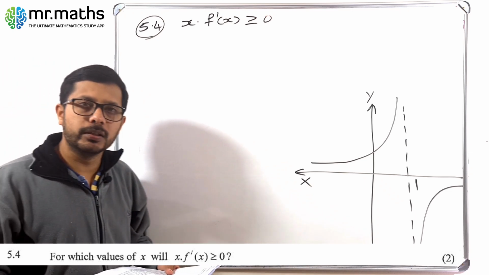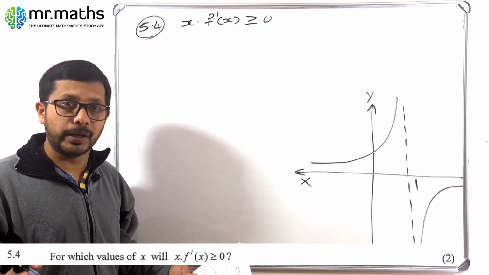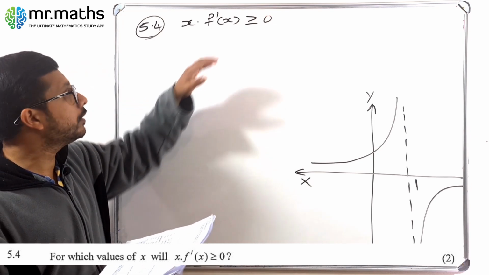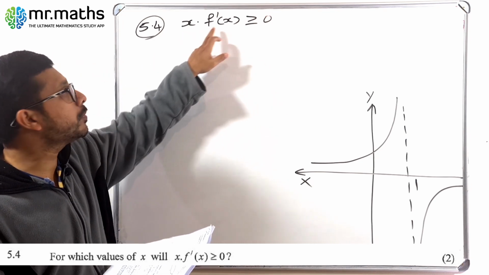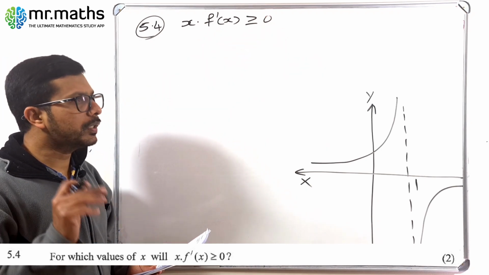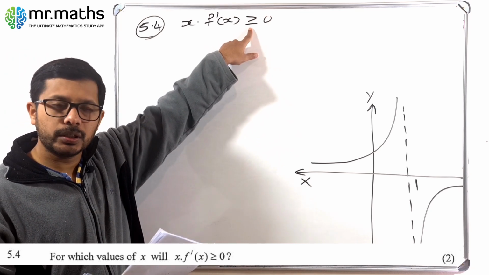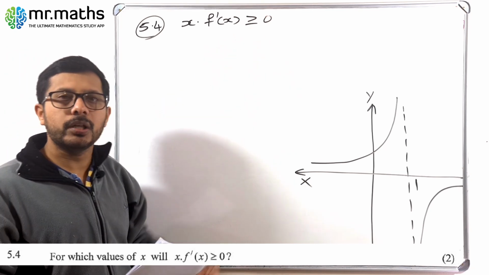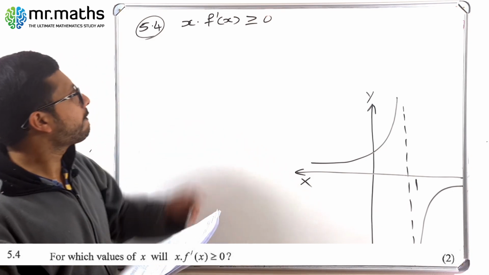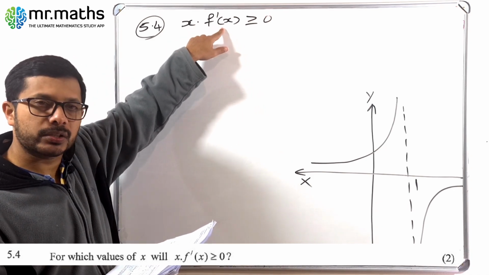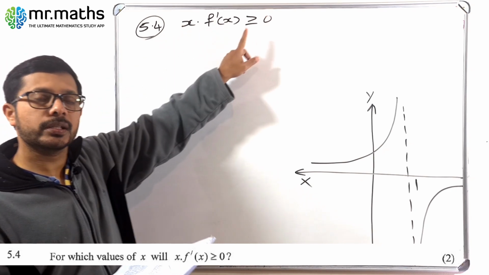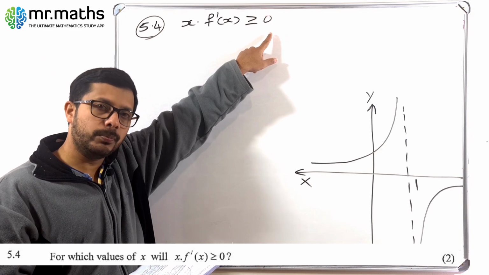So this is the condition given, x times f dash of x is greater than or equal to 0, and you have to find the values of x satisfying this condition. Okay, so listen here, what is the meaning of this greater than or equal to 0? It means 0 or positive, am I right? So two quantities are multiplied and they want the answer to be 0 or positive.